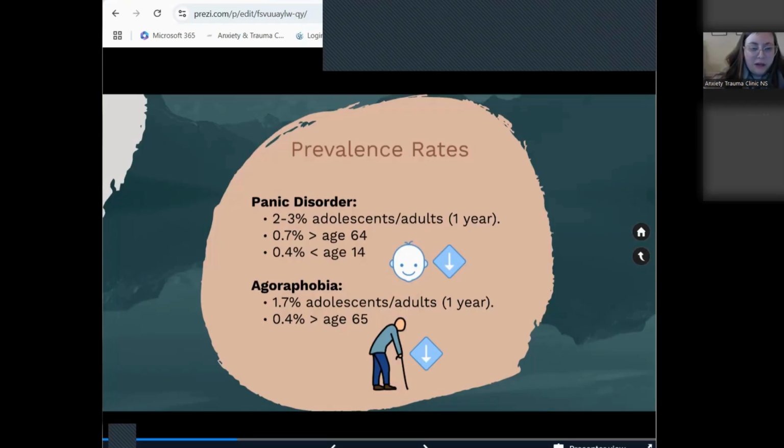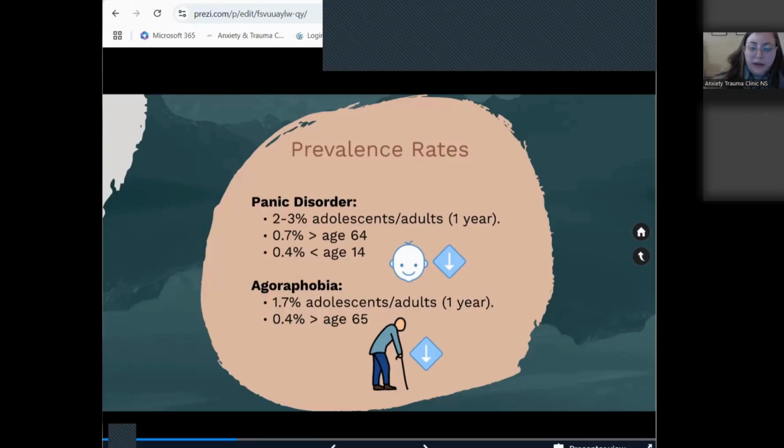So when we have a time frame, we're able to measure a bit better. As you'll see here, we go with a year. So for panic disorder, and these numbers come right from that diagnostic manual we just went through for the DSM-5, 2 to 3% of adolescents and adults are diagnosed on an annual yearly basis. In those over the age of 64, though, the prevalence of it tends to be lower at 0.7%. And even lower than that prior to the age of 14 is a prevalence of 0.4%.